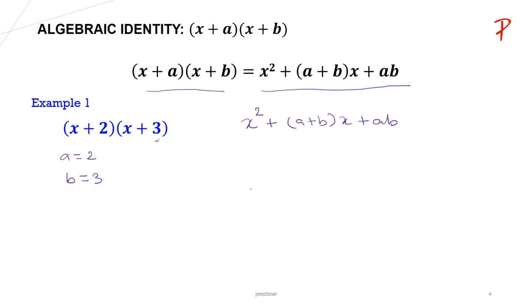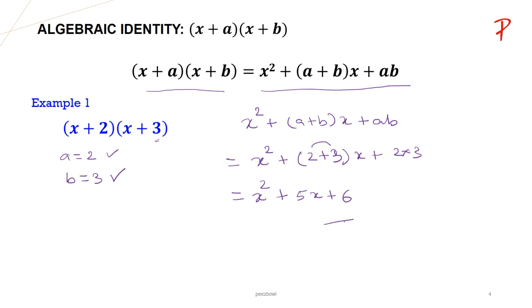Let us replace a and b with the values we have, that is a equal to 2 and b equal to 3, right? So this is going to be x² + (2 + 3)x + 2 multiplied by 3, right? So this is x² + 5x + 6, since 2 and 3 is 5 and 2 multiplied by 3 is 6. So this is the answer, x² + 5x + 6, when we multiply x + 2 and x + 3.